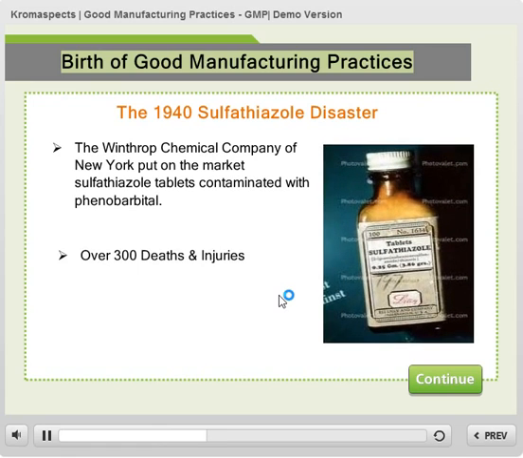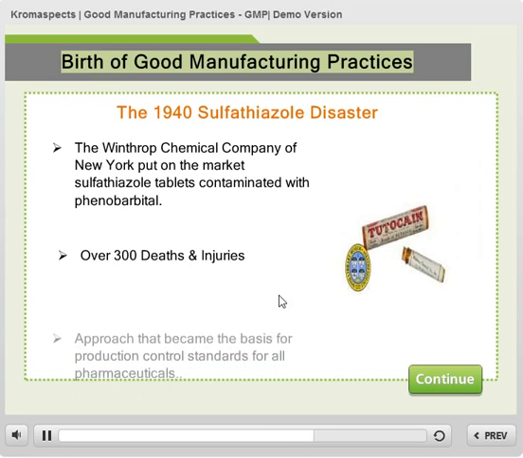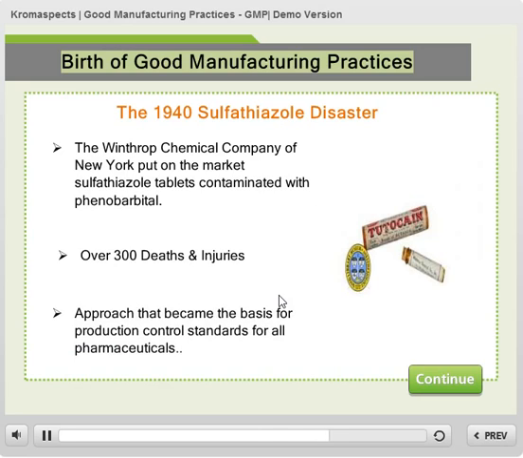The FDA investigated Winthrop's sulfathiazole production, and the agency made efforts to retrieve the Winthrop drug remaining on the market. These efforts revealed numerous control deficiencies in the plant, and serious irregularities in the firm's attempt to recall the tainted tablets. This incident prompted the FDA to define detailed controls in sulfathiazole production at Winthrop. Also throughout the industry, the FDA defined an approach that became the basis for production control standards for all pharmaceuticals.